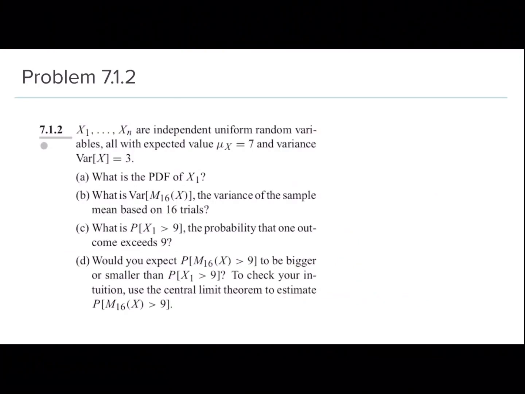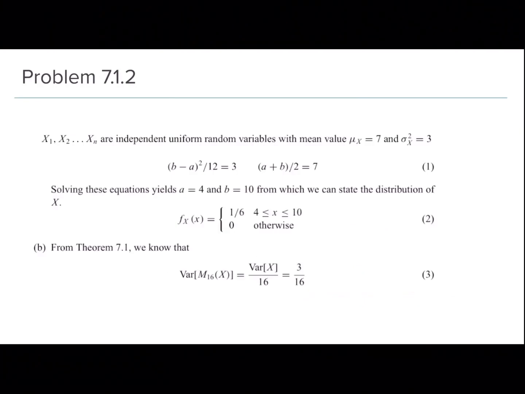So in the next part, what we have to find is the variance of M16 of X, the variance of the sample mean based on 16 trials. We saw in the definition of sample mean that the variance of Mn of X is simply equal to the variance of X divided by n. So that will be equal to variance of X divided by 16, and the variance of X we know is 3. So this simply is 3 over 16.